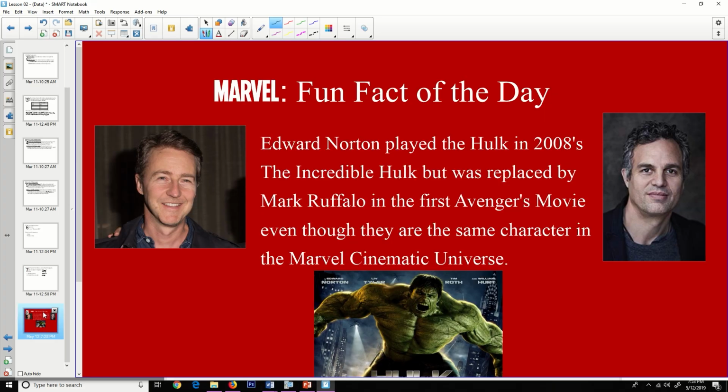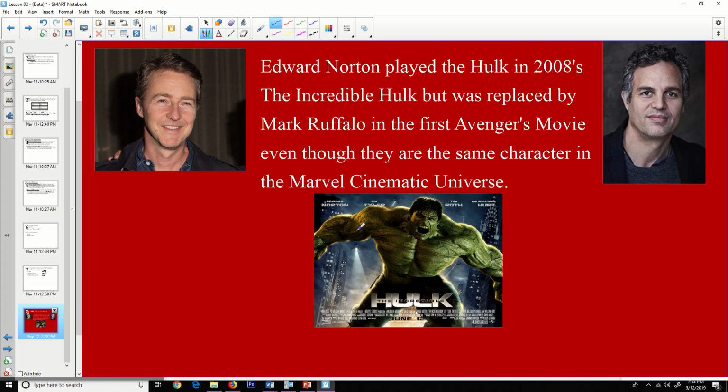So we are to our Marvel fun fact of the day. Edward Norton played the Hulk in 2008 in The Incredible Hulk, but was replaced by Mark Ruffalo for various reasons in the first Avengers movie, even though they are technically the same character in the Marvel Cinematic Universe. This being the great Edward Norton, and this being the very funny but serviceable Mark Ruffalo. And this was the first Incredible Hulk movie.